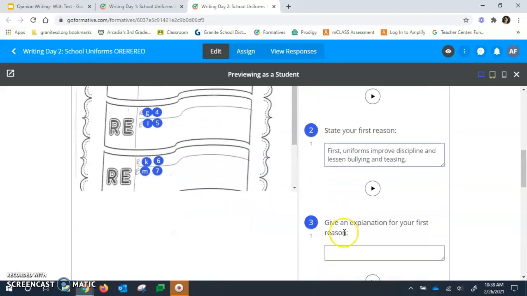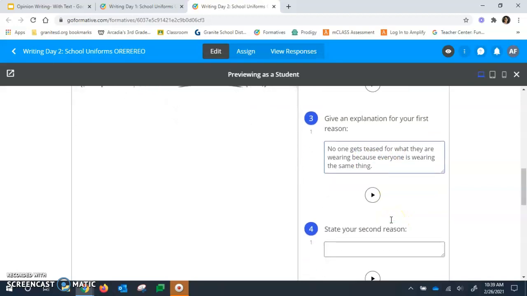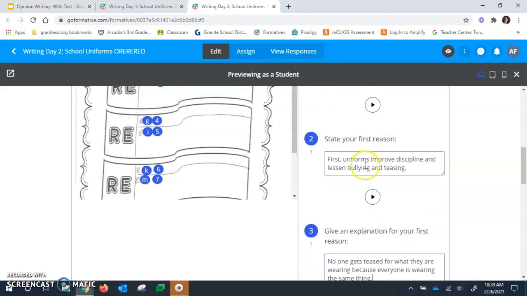Okay, and then my explanation, I have to explain why that is important. Why does it matter, or how does it matter, that uniforms improve discipline and lessen bullying and teasing? So I could say, no one gets teased for what they are wearing because everyone is wearing the same thing. So I explained why that's important because we don't want people to get teased and everyone's wearing the same thing. So that gives a little bit more of an explanation as to why this reason matters.